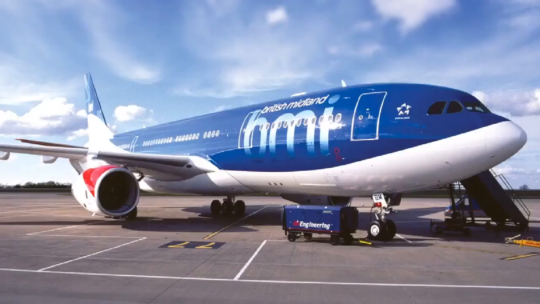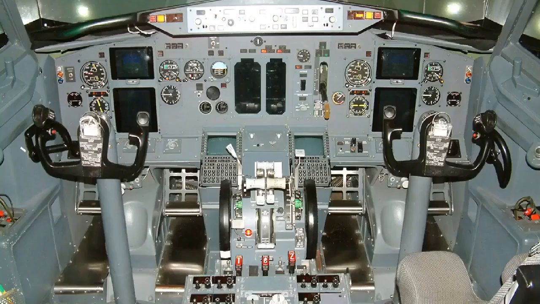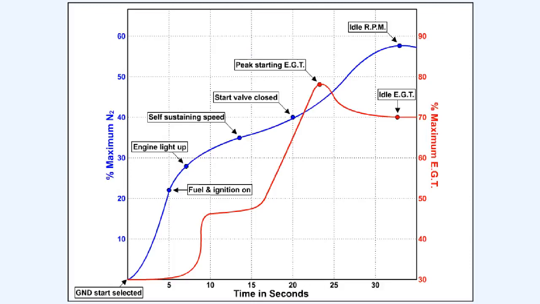We'll explain the starting sequence of a generic twin-spool medium bypass gas turbine engine using two methods. Firstly, we'll go through the sequence using the engine controls to demonstrate the required actions, and the engine instruments and a generic air starting supply layout to illustrate the results of those actions. The second method will utilize a graphical representation of the relationship between RPM and EGT during a normal engine start sequence.